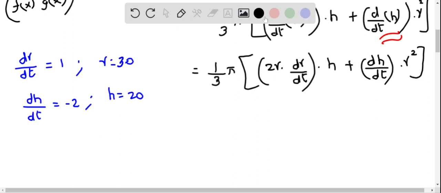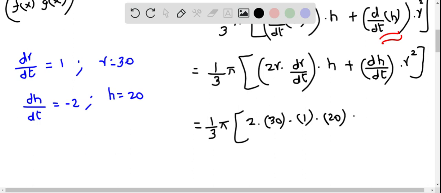Now I'm going to substitute this information. Therefore this becomes 1/3 pi, with the square bracket, 2 times the radius, so I plug in 30 for radius, and dr by dt is 1, multiplied with h which is 20. Then I substitute dh by dt is -2 times r squared, so this becomes 30 squared.